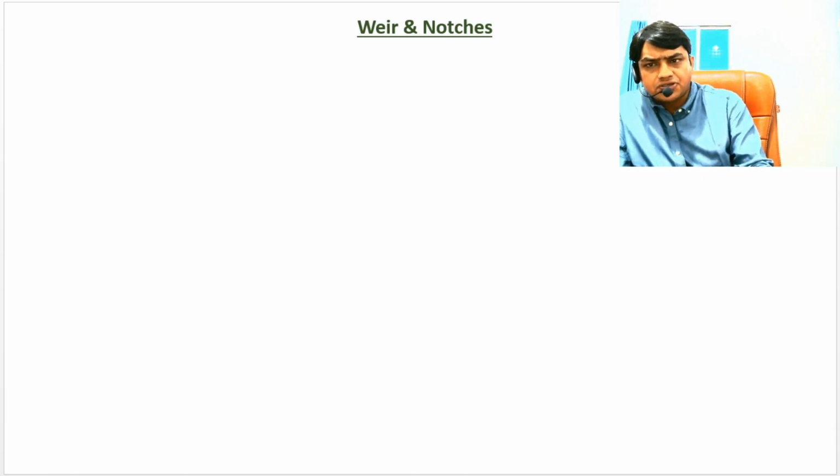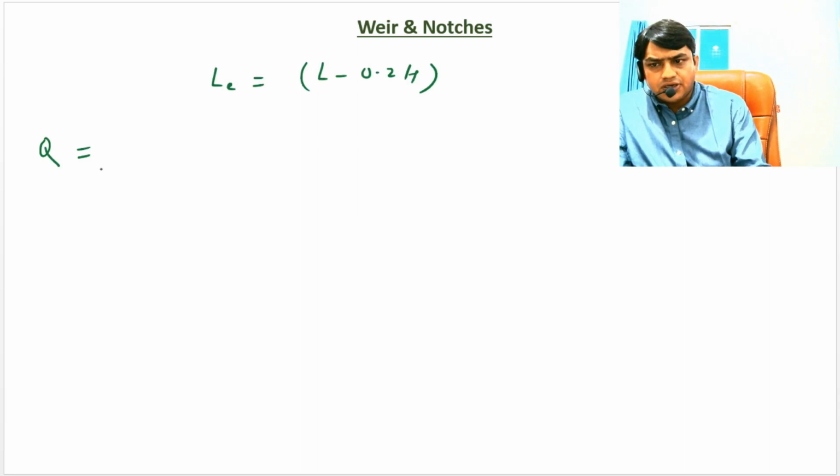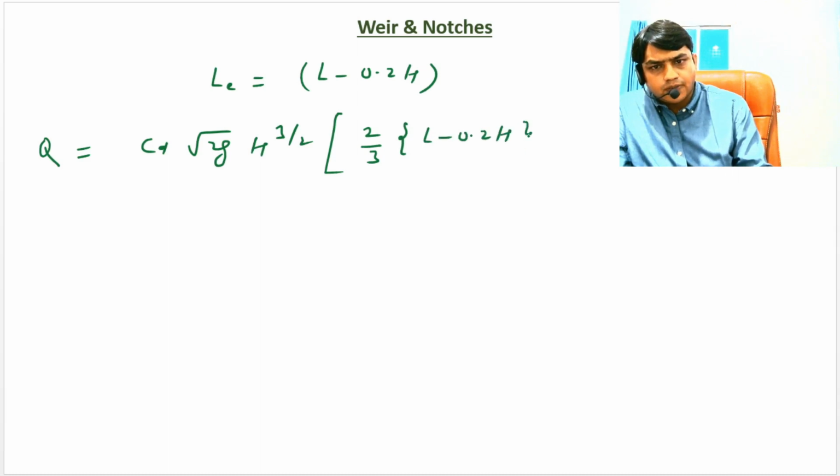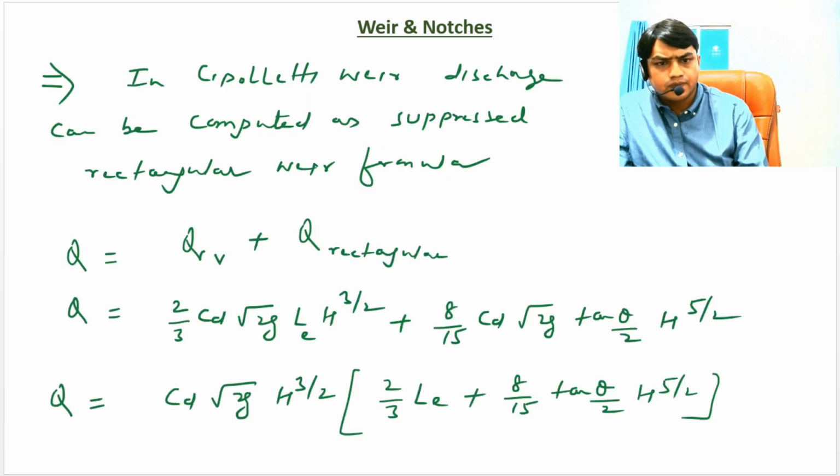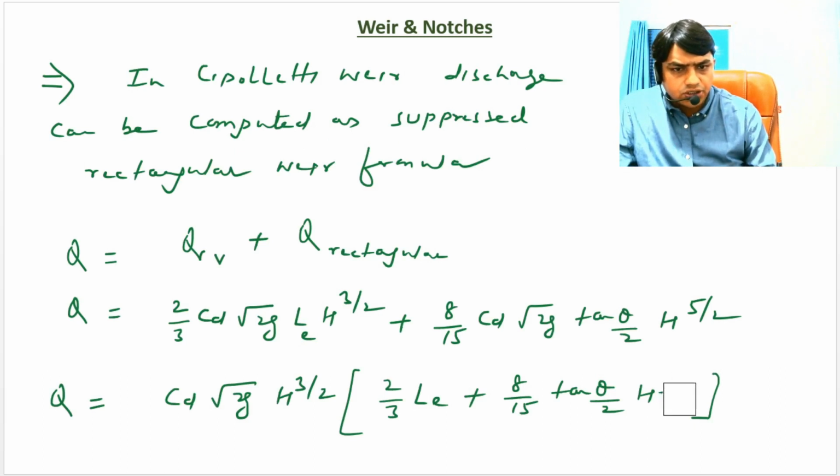For a rectangular suppressed weir, LE can be written as L minus 0.2 H. So Q can be written as CD root under 2G into H to the power 3 by 2, 2/3 of L minus 0.2 H. And if I put the value of theta, that is 28 degrees, so 8 by 15 into tan 14 degrees, which is 1 by 4, into H. Here I have taken H to the power 3 by 2 common, so H to the power 5 by 2 leaves H.